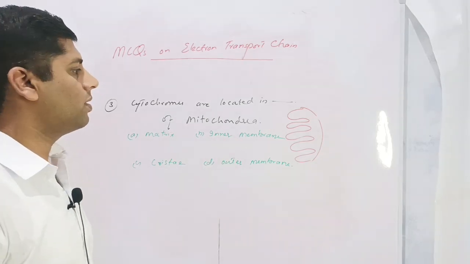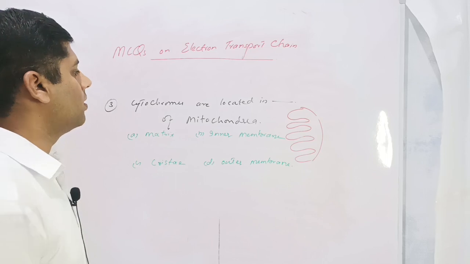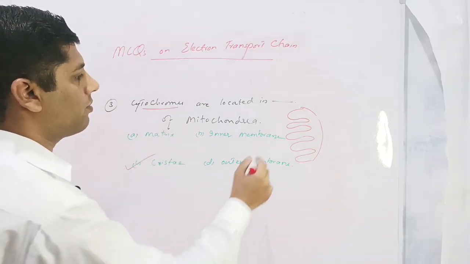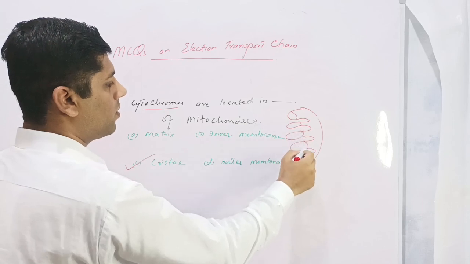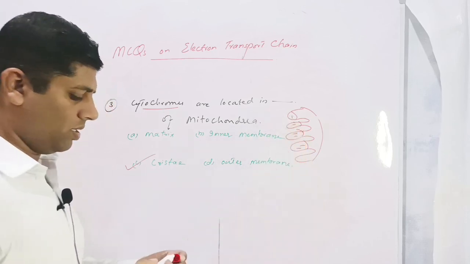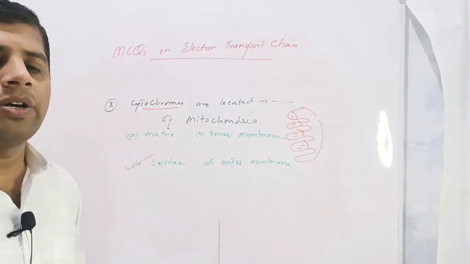So this is a simple and fact-based question. The cytochromes are located in the cristae of mitochondria. These are found in these folded regions of the mitochondria. These folded regions are called cristae, and the cytochromes are located in this cristae of the mitochondria.